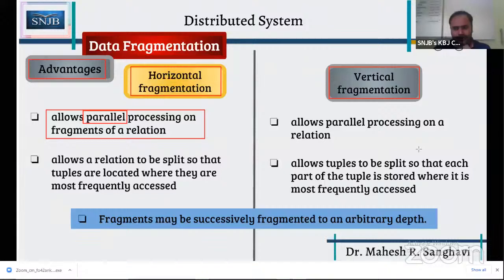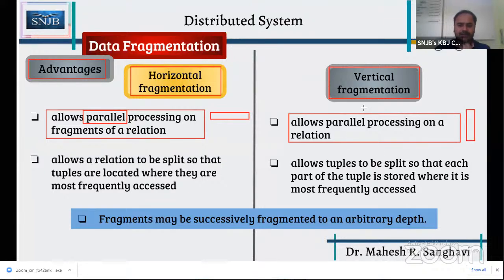Okay, it is also allowing, in vertical fragmentation also, parallel processing is possible on a relation, where you can work on some different columns. Here you can work on different rows, and here you can work on different rows, and here you can work on different columns. So that's the beauty in both.